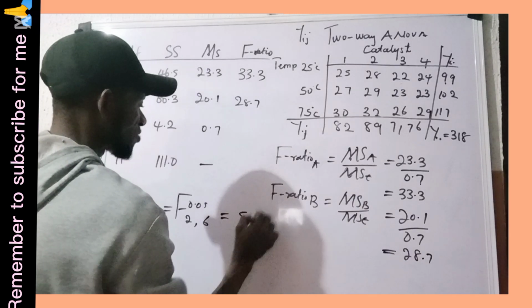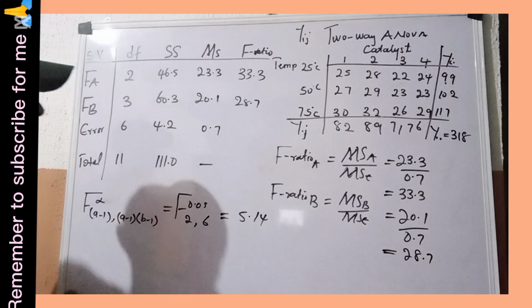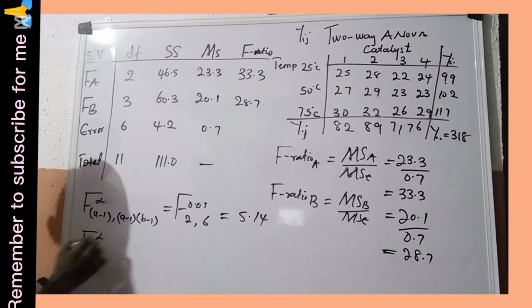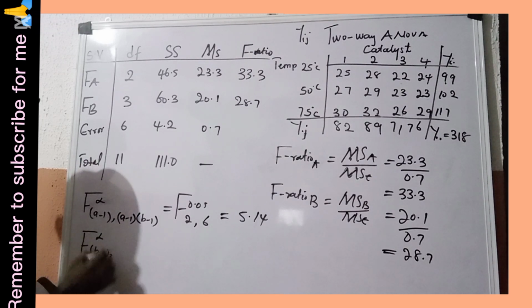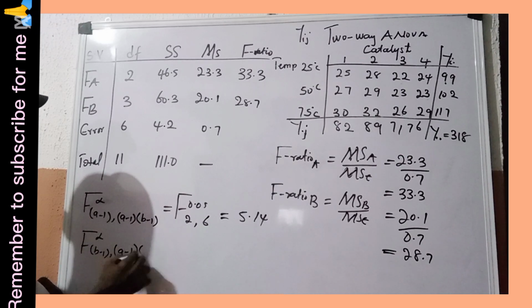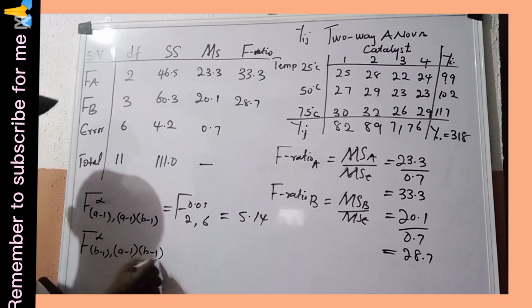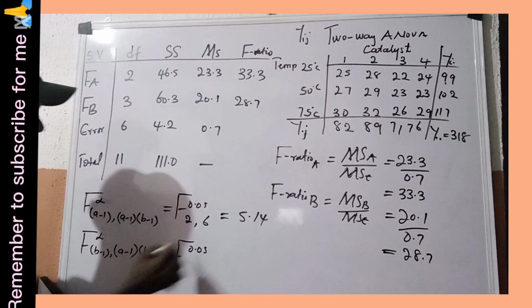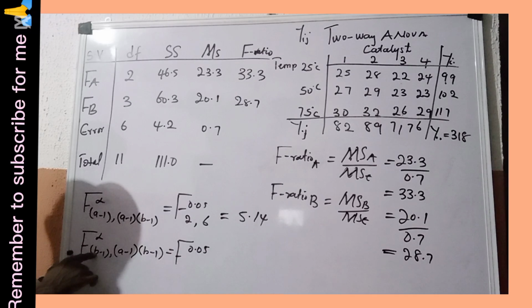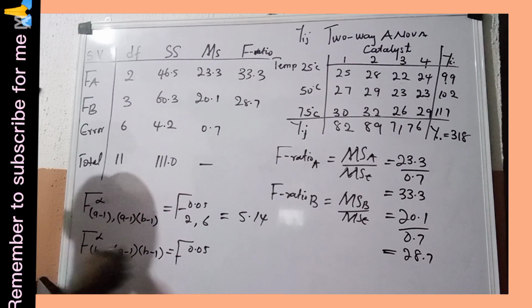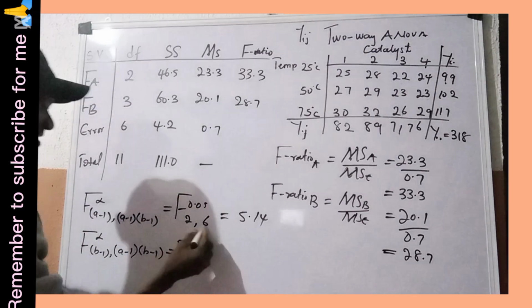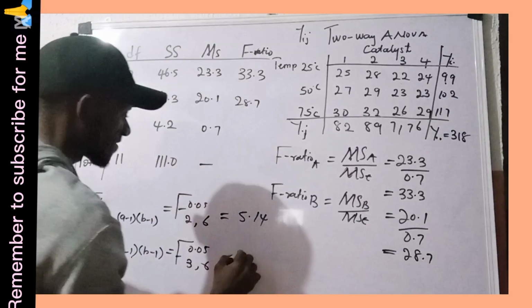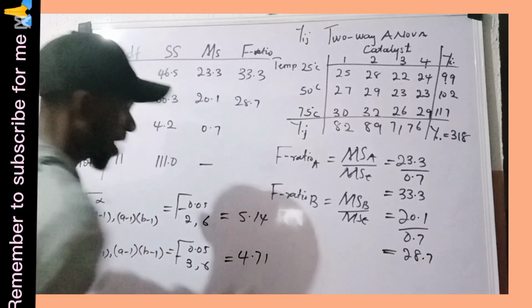This is 5.14. Then we quickly do the same thing for factor B. This is F of alpha, B minus 1, comma, A minus 1 into B minus 1. Our alpha is 0.05 as usual. Coming to here, B is 4, and 4 minus 1 will give me 3, comma, this one still remains 6. And the value they give here is 4.71.